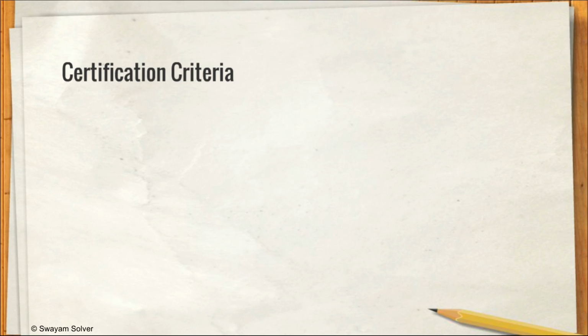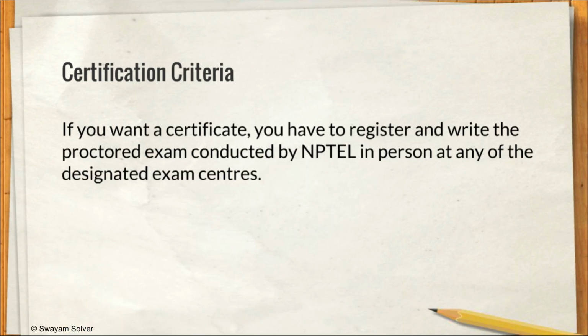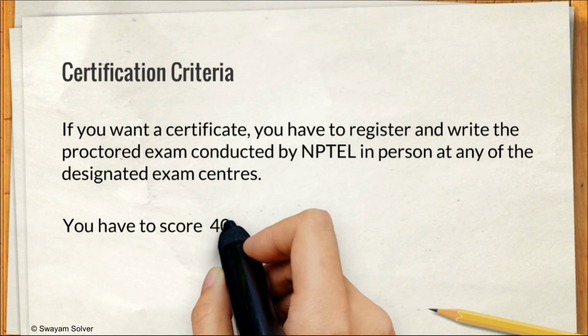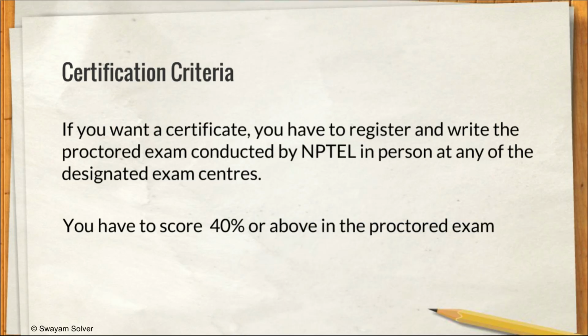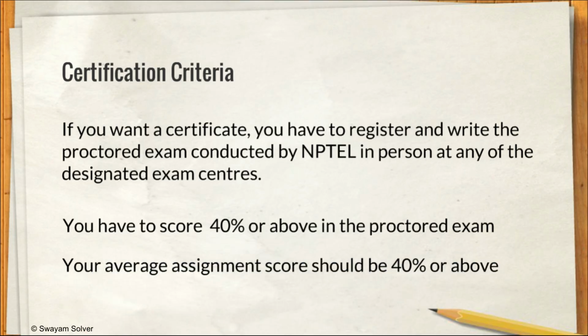As you know, it is mandatory to take the Proctored NPTEL exam to get an NPTEL certificate. But just appearing for the Proctored exam alone won't work. You have to achieve at least a 40% score in the final Proctored exam. Okay? And along with that, your average assignment score should be at least 40%.